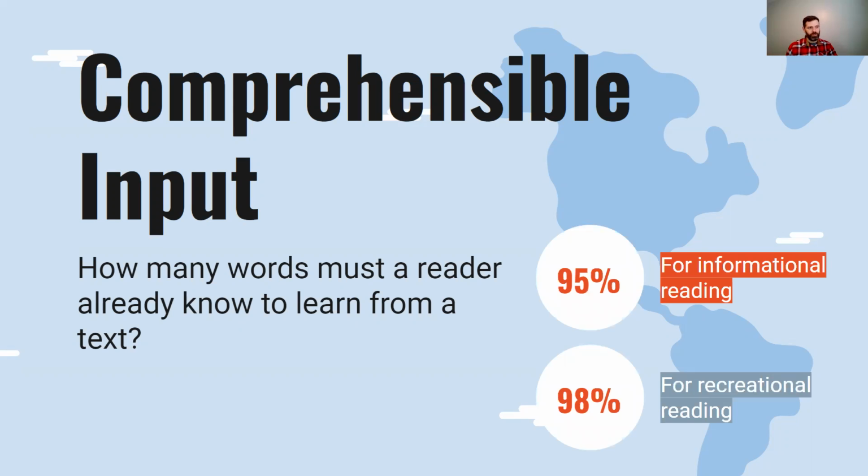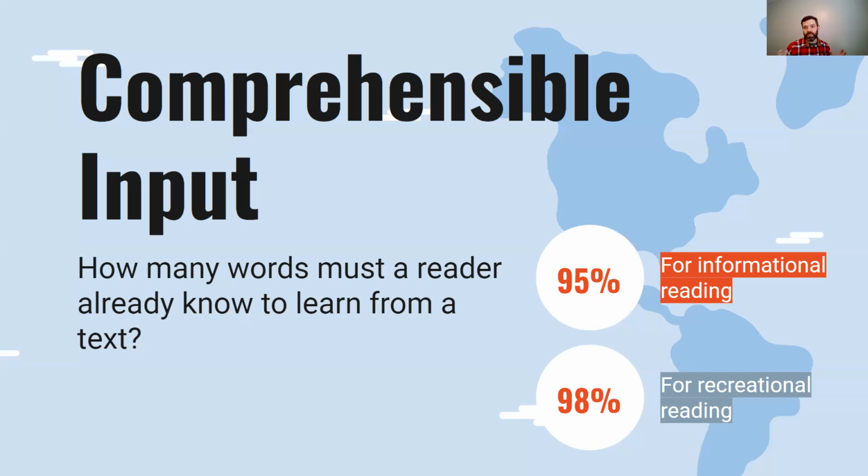And really what studies have shown is that for an informational text, like a textbook or an article that you assign your students to read, they need to know 95% of the words in that text in order to have at least a 70% comprehension of the meaning of the text. This number even increases for recreational reading. If we just want to read for fun, we need to know 98% of the words in that text in order to feel like we can actually understand what's happening.